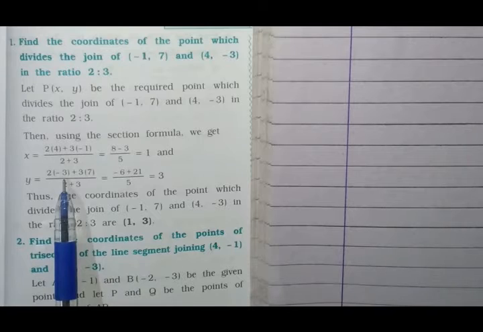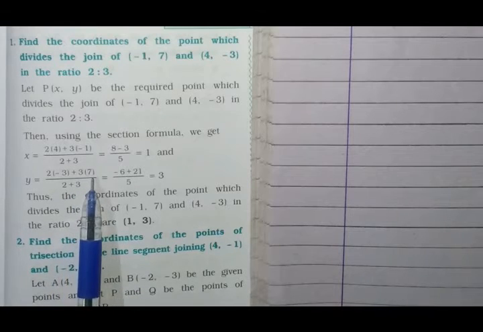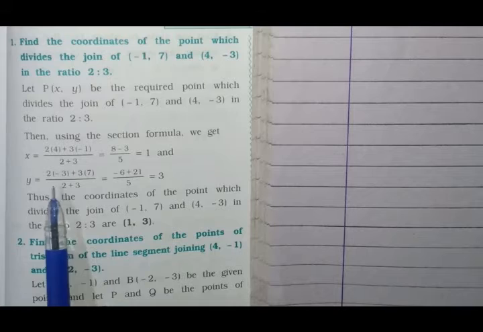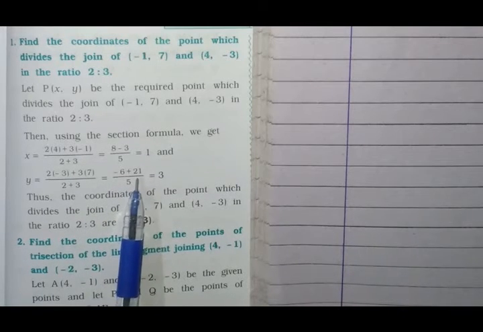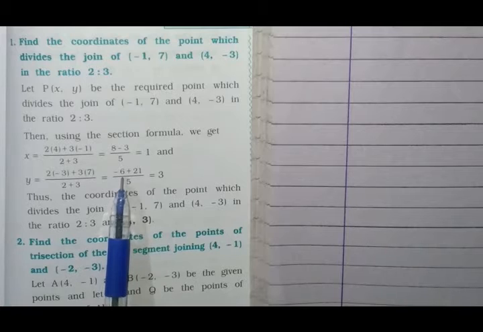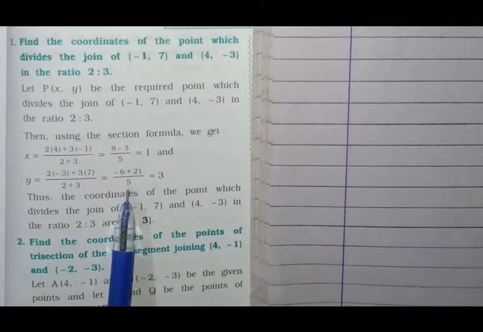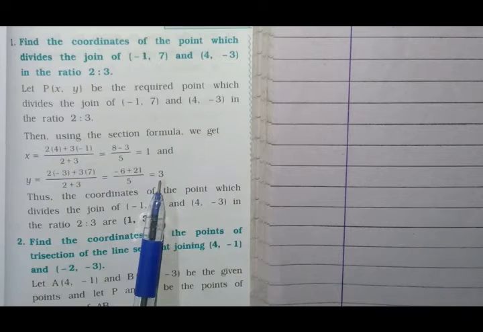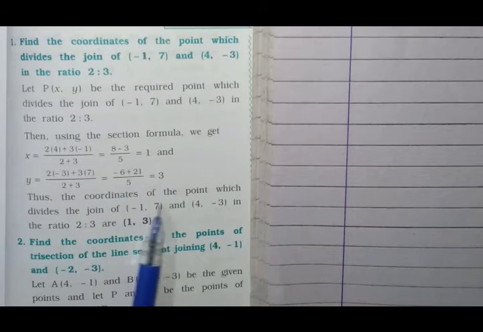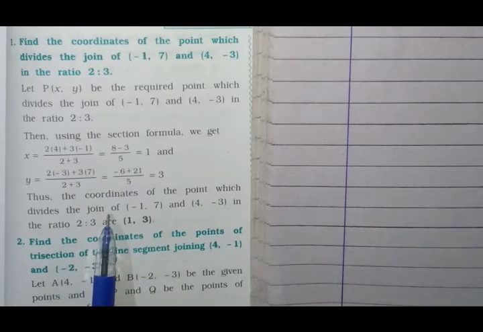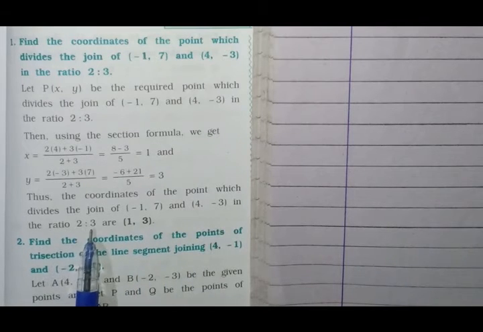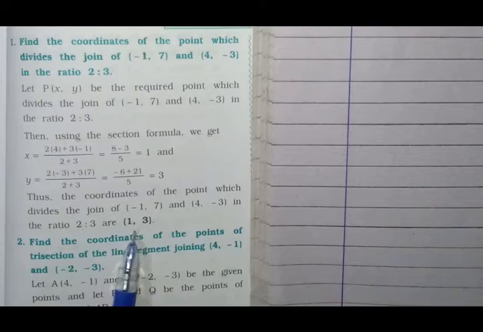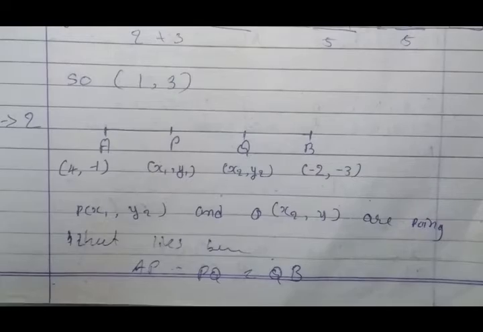M into bracket minus 3 and 3 into bracket minus 7. 2 plus 3. Minus 6 plus 21 divided by 5 is equal to 21 minus 6 is equal to 15. 5 3s are 15, 3. Thus the coordinates of the point which divides the join of minus 1 comma 7 and 4 comma minus 3 in the ratio of 2 comma 3 are 1 comma 3.